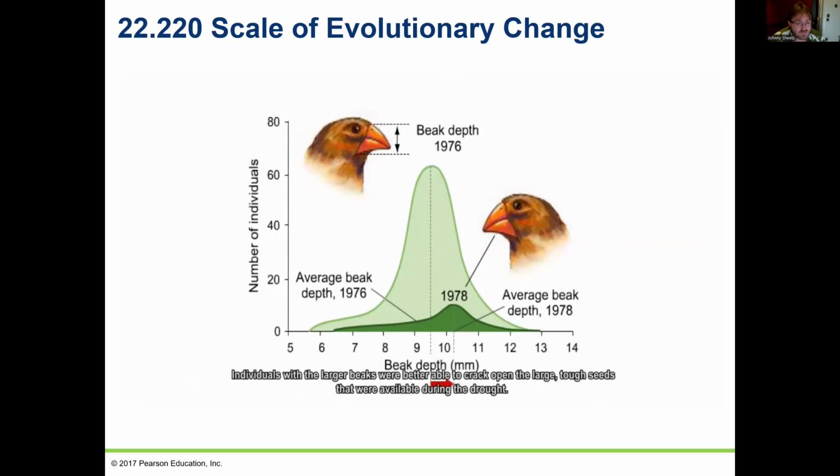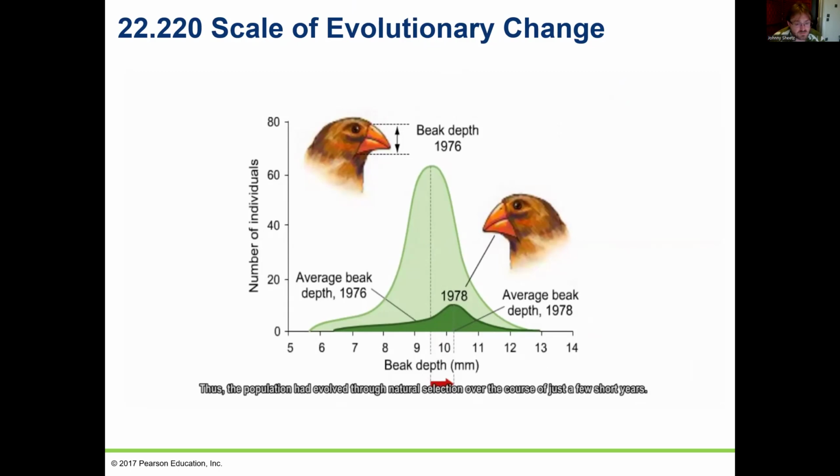Individuals with the larger beaks were better able to crack open the large tough seeds that were available during the drought. Finches with smaller beaks starved during the drought for lack of an accessible food source. The offspring of the survivors also were observed to have a larger average beak size than the population before the drought. Thus, the population had evolved through natural selection over the course of just a few short years.